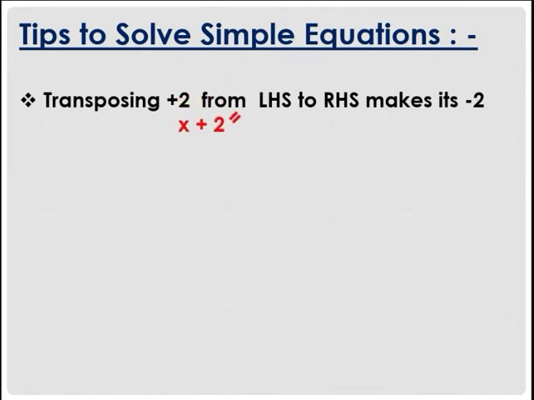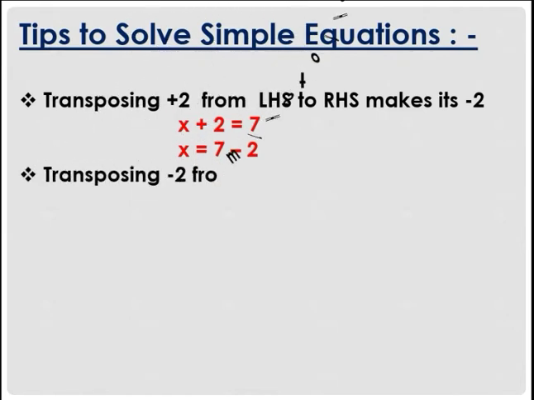x plus 2 is equal to 7. What do we have to do? We have to put the variable on one side and the numbers on the other side. So, when we shift plus 2 from the left hand side to the right hand side, it's minus 2. So, x is equal to 7 minus 2.